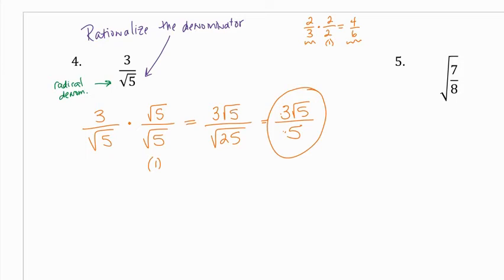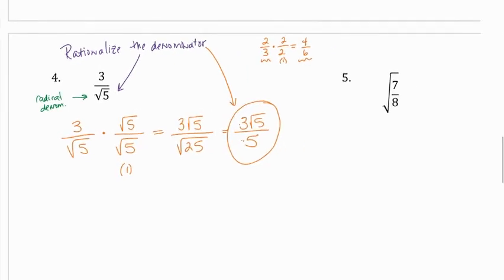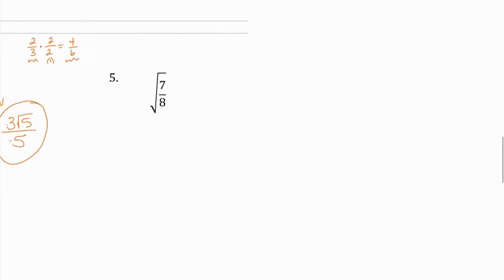Okay, that's rationalizing the denominator. That's what that looks like, is taking a fraction that has a radical on the bottom and making it not have a radical on the bottom. But if you typed 3 divided by radical 5 in your calculator, and then if you typed 3 times radical 5 divided by 5 in your calculator, they would give you the exact same decimal. They're equivalent.